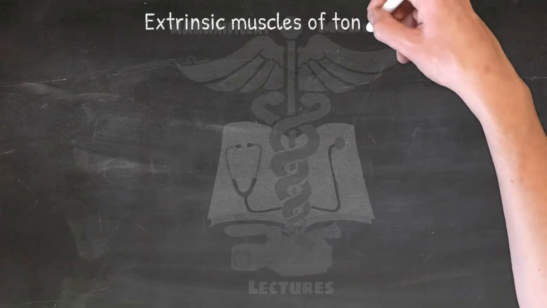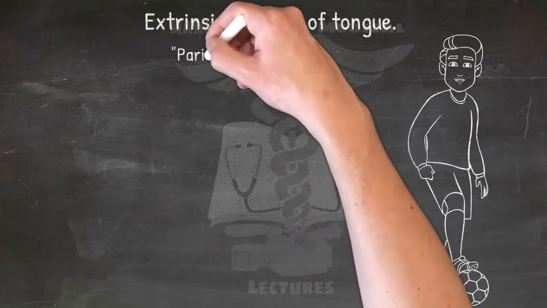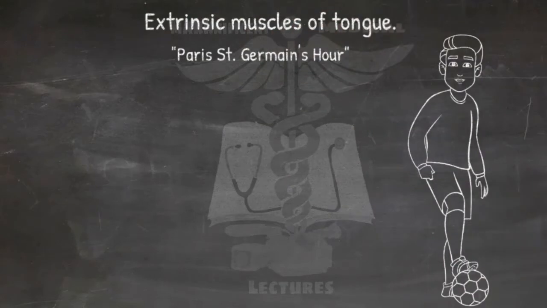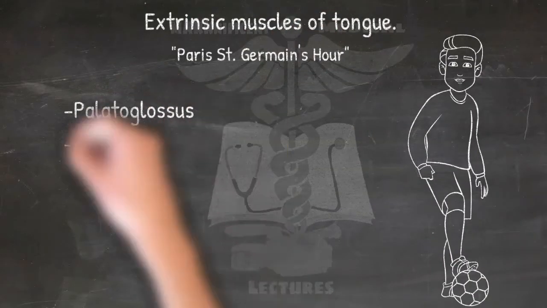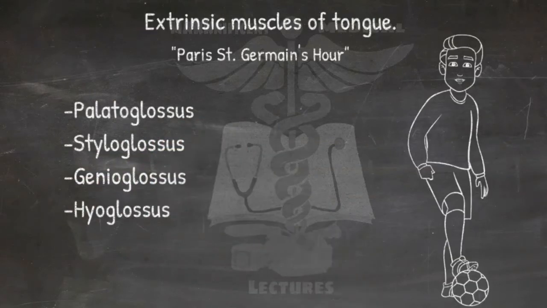Extrinsic muscles of the tongue. This is actually for pro soccer fans. Paris Saint-Germain's hour. Palatoglossus, styloglossus, genioglossus, and hyoglossus. PSG is a French soccer team, a foreign one as the case may be, hence extrinsic comes to mind.